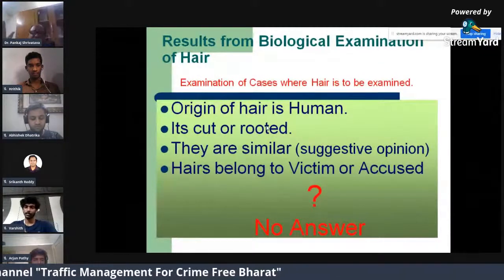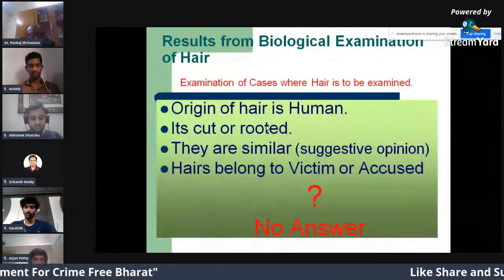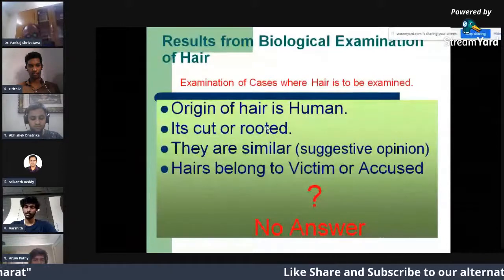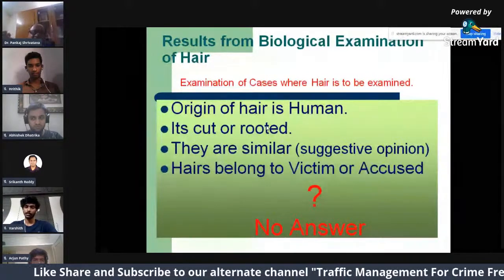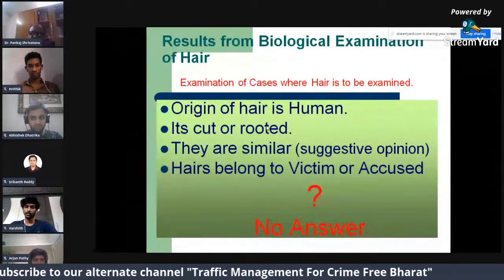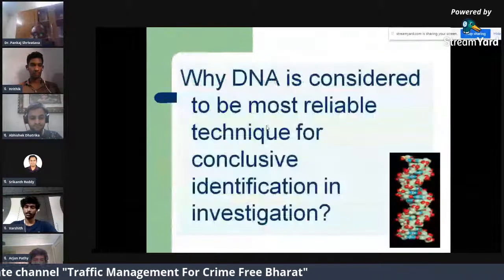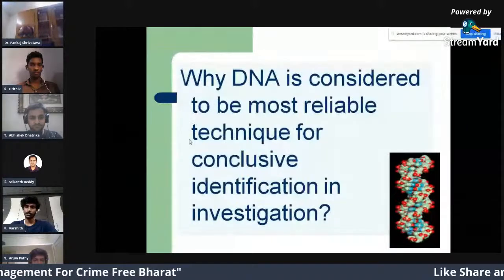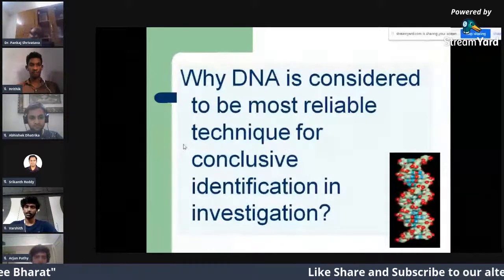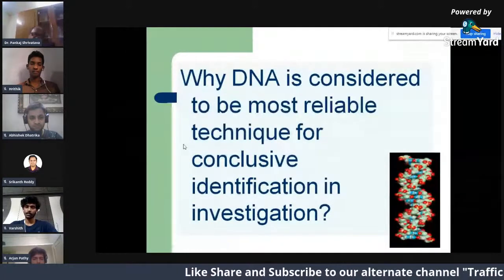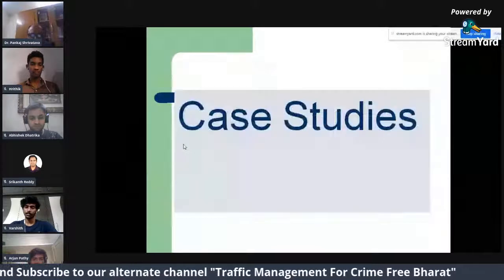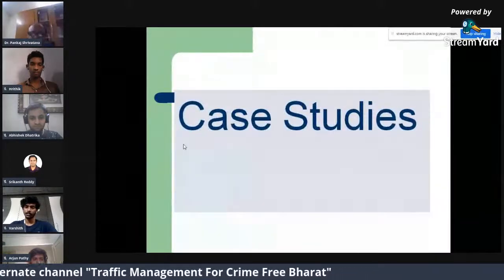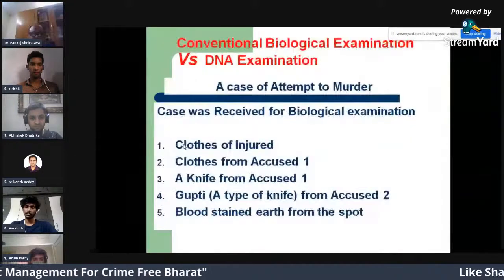so this answer you won't get from biological or serological examination. Okay, so means hair belongs to victim or it belongs to accused, you won't be having any answer on this. Okay, so these are the reasons. And if you talk about DNA, so DNA is having answer for all these questions. Now how? Let us see with a few case studies.